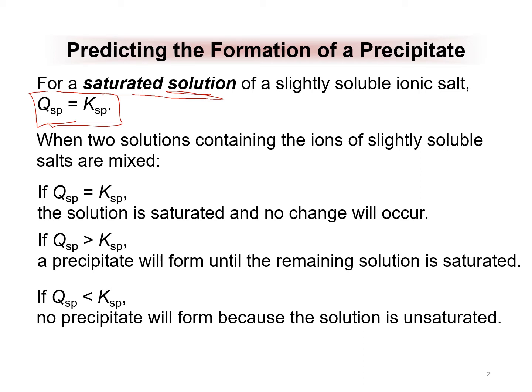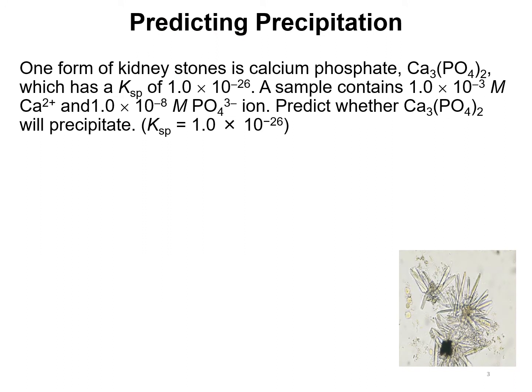So if a question asks after mixing two different solutions, is a precipitate going to be produced or not? How can we tell the answer? We'll have to basically calculate QSP values and compare those to the KSP values, and depending on what the relationship is, we can make a prediction if it's going to precipitate or not, or if it's a saturated or an unsaturated solution. So let's take a look at a couple examples here.